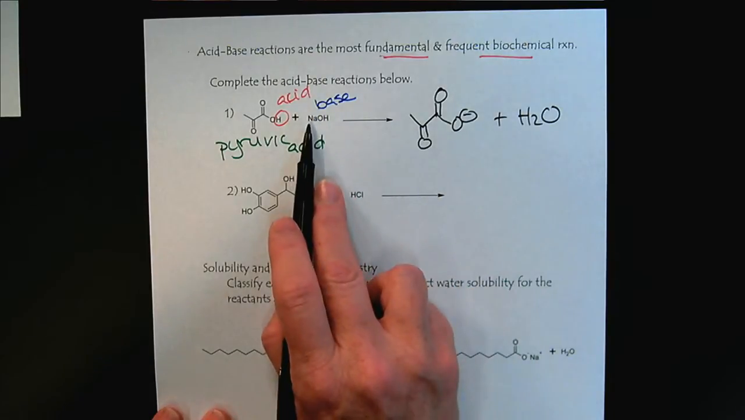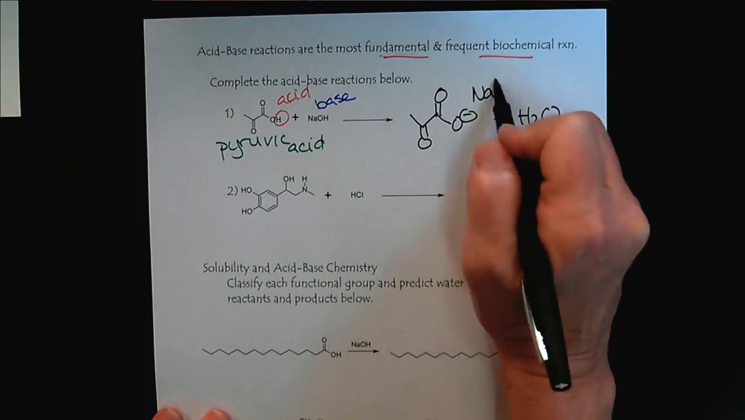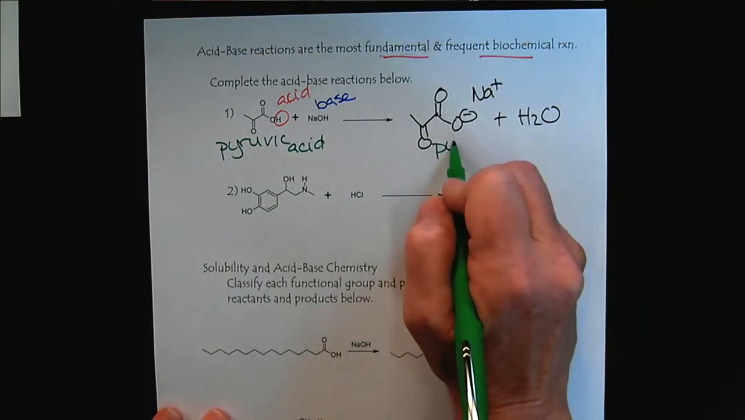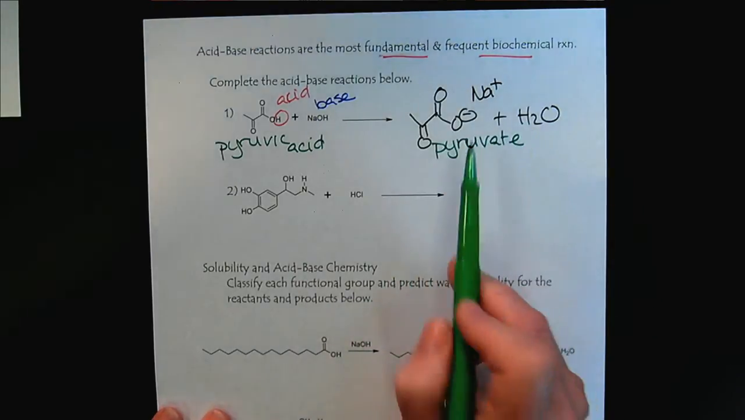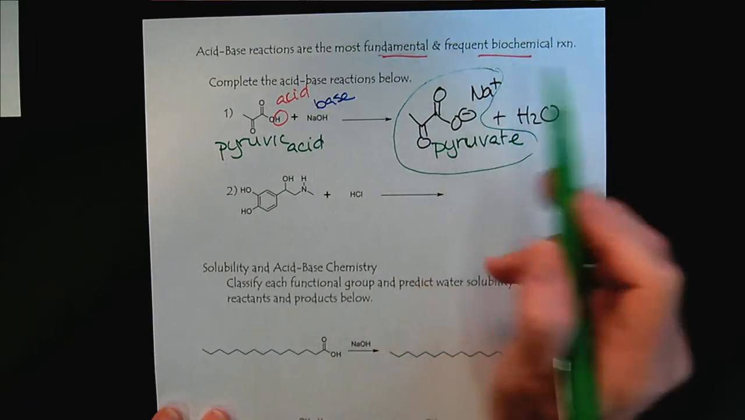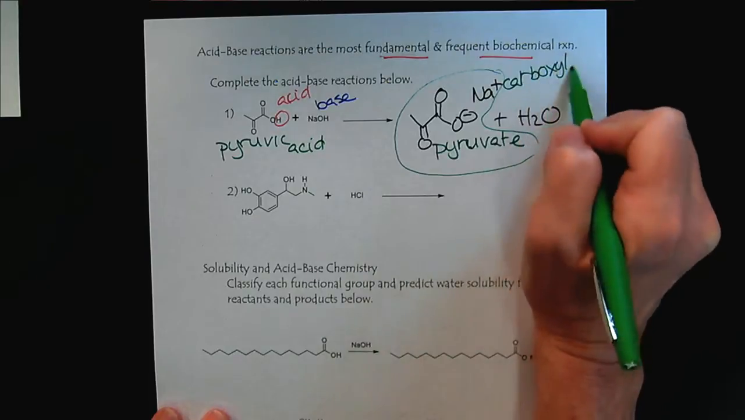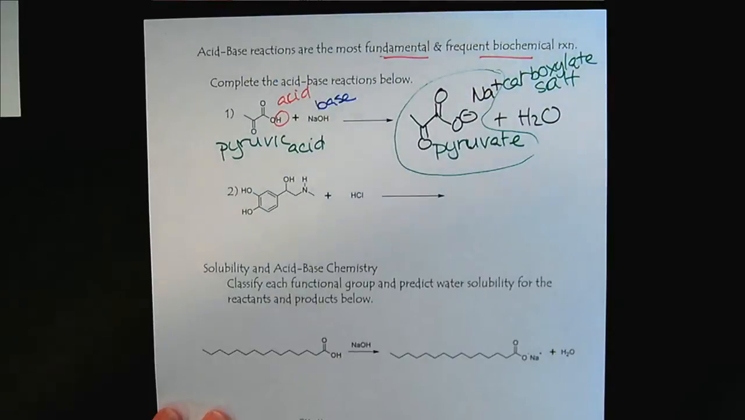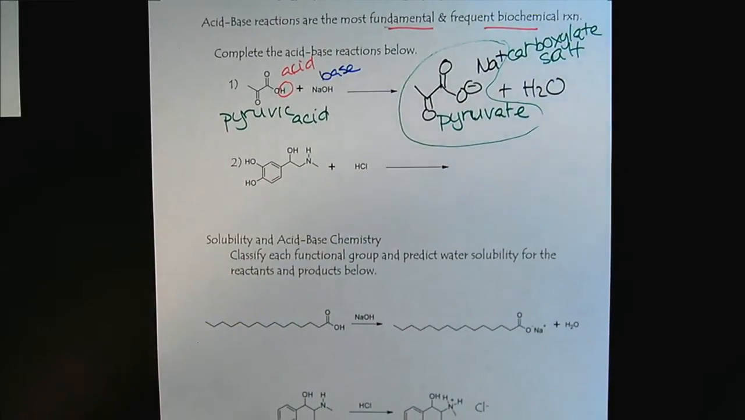And then we have this sodium. It's basically a spectator ion. And so it'll be floating around as a counter ion to our pyruvate. And if we look at this complex here, right, we would describe this as a carboxylate salt.